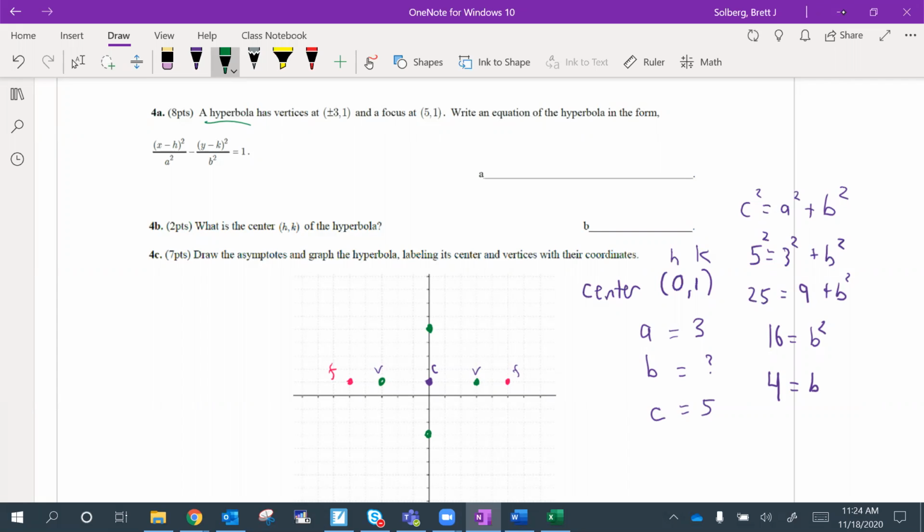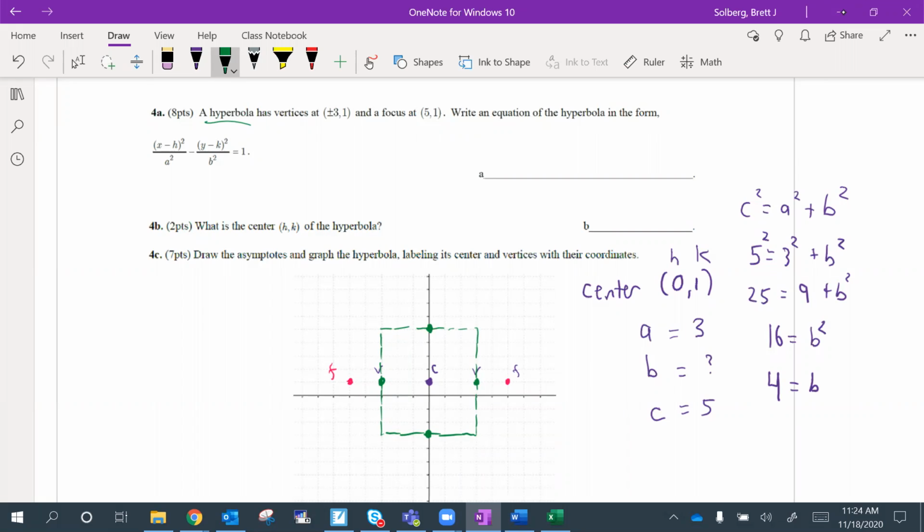And I don't know how much they talked about the rectangle in the videos, but for me, the rectangle is the big way that we figure out how to graph the asymptotes. So in the x direction, we went out 3 to figure out where the vertices were, but then we're going to go 4 up and down because we're going to make this little rectangle here. And by connecting the corners and making an X, this is going to give us the asymptotes that the two branches of the graph are going to follow.